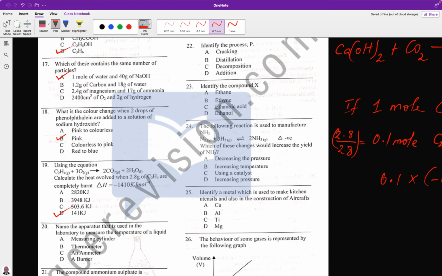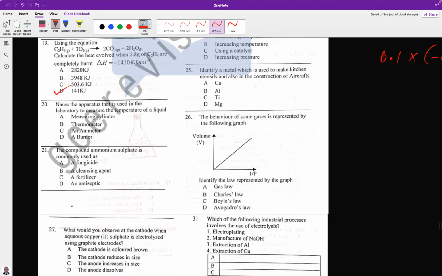Question number 19, D is the right answer for us. Question number 20. Name the apparatus that is used in the laboratory to measure the temperature of a liquid. Obviously, you know it's a thermometer. A thermometer is used for the measurement of temperature. So it is not a cylinder, not an ammeter, not a burner, it is a thermometer. B is the right answer. That was a cheap one for you people.